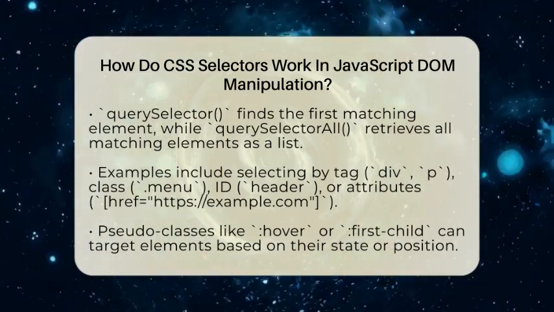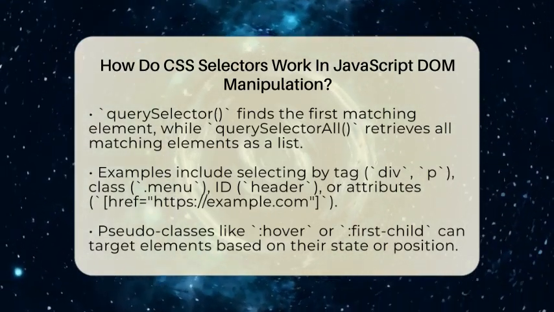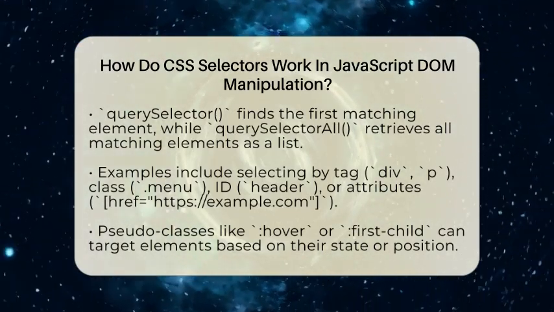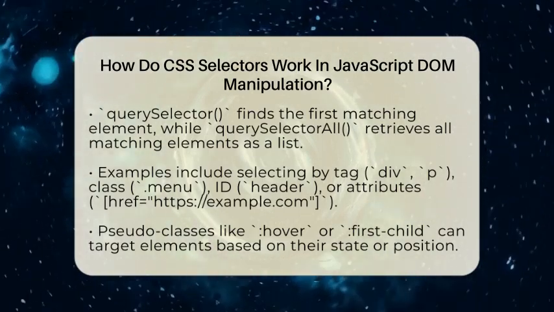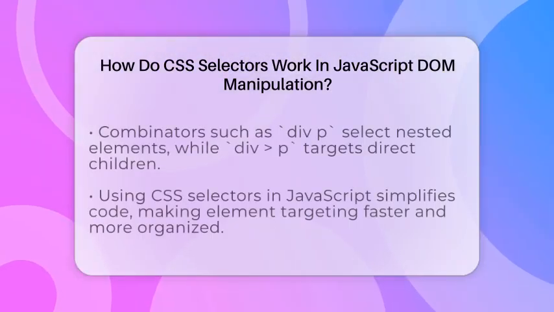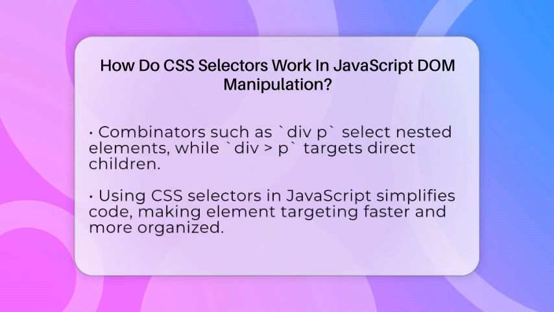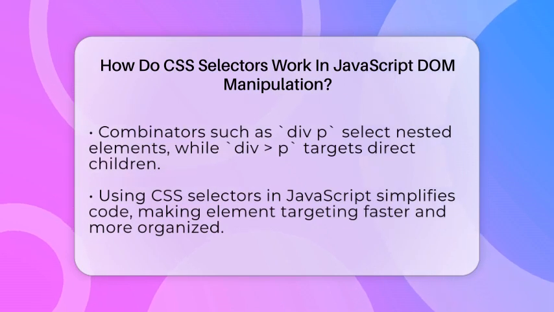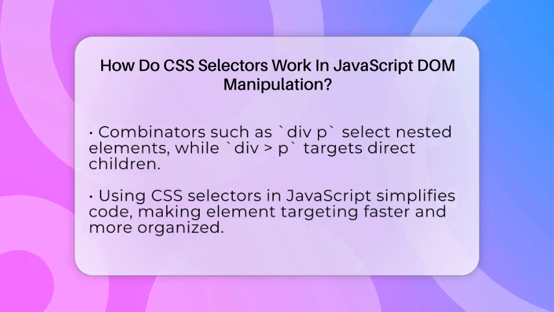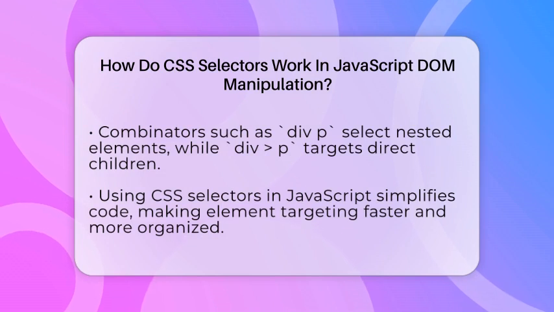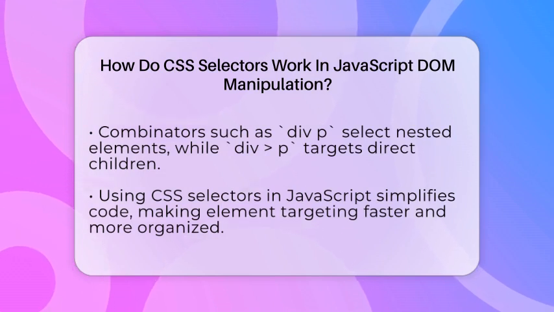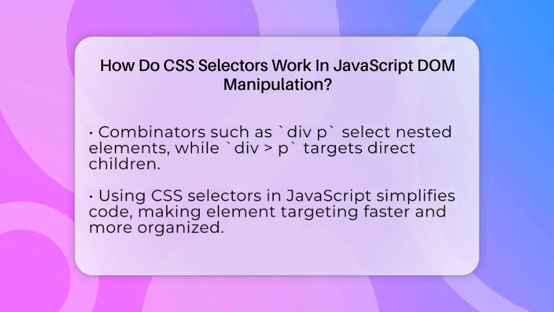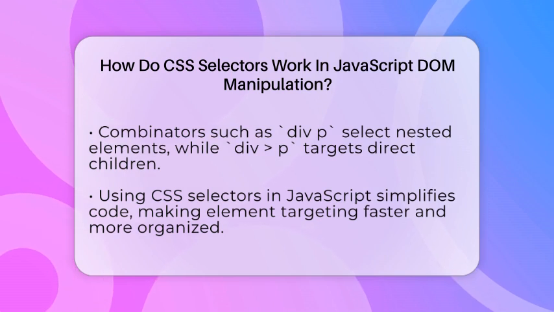These methods support all kinds of CSS selectors. You can target elements by their tag name, like div or p. You can select by class using a dot, like .menu. To target an element by its unique id, you use a hash symbol like #header. Attribute selectors let you find elements with specific attributes, like href equal to example.com. You can also use pseudo-classes like :hover or :first-child to select elements based on their state or position. Combinators like 'div p' select elements inside other elements, and 'div > p' targets direct children.